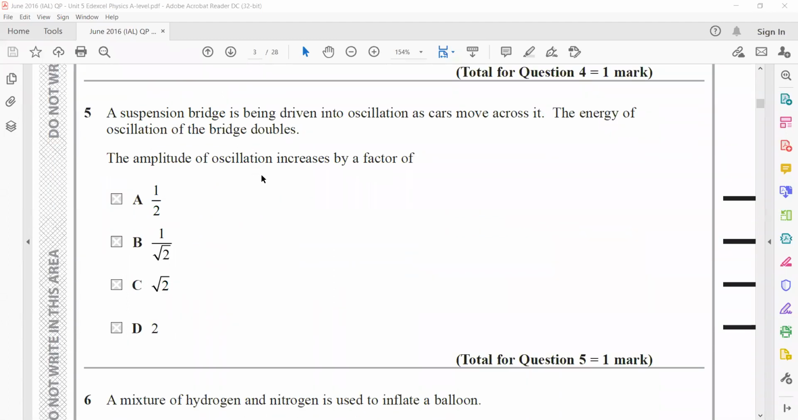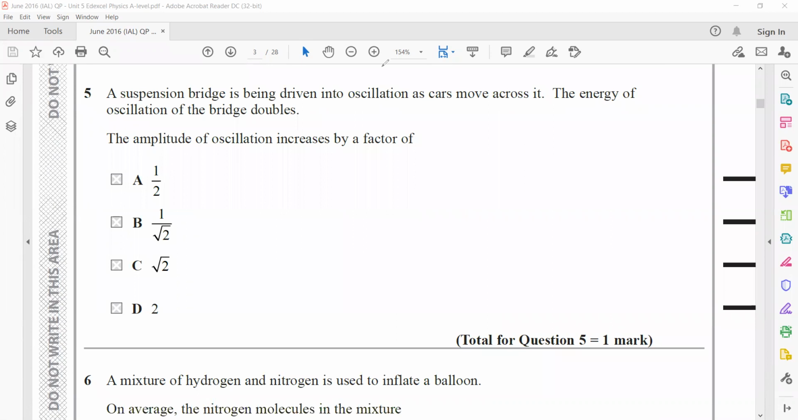A suspension bridge is being driven into oscillation as a car moves across it. The energy of oscillation of the bridge is doubled. The amplitude of oscillation increases by a factor. So the relation is energy is proportional to amplitude square, or displacement square. So if energy is doubled, because it varies with the square, the amplitude should increase by root 2, because root 2 squared will give 2 times the energy. So C is the right answer.